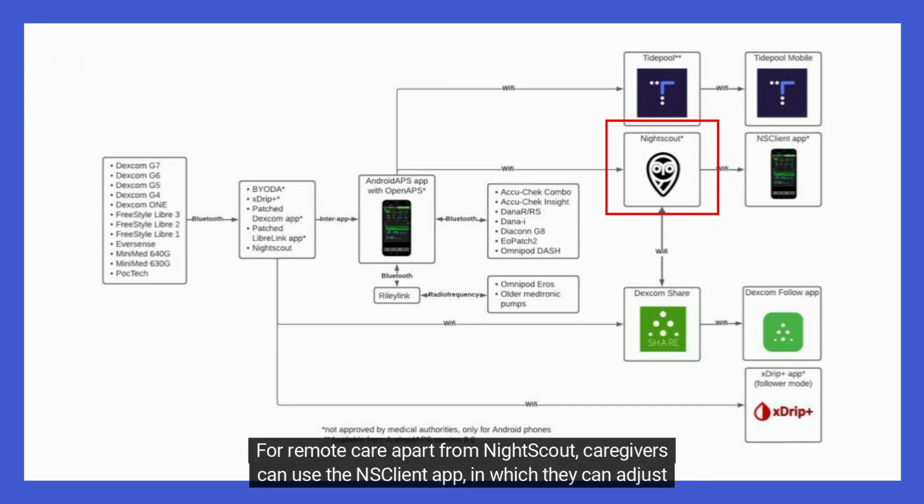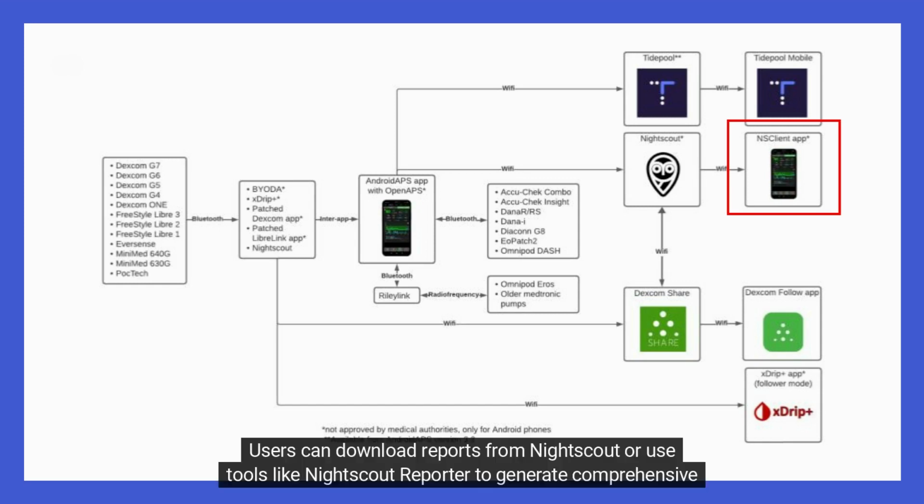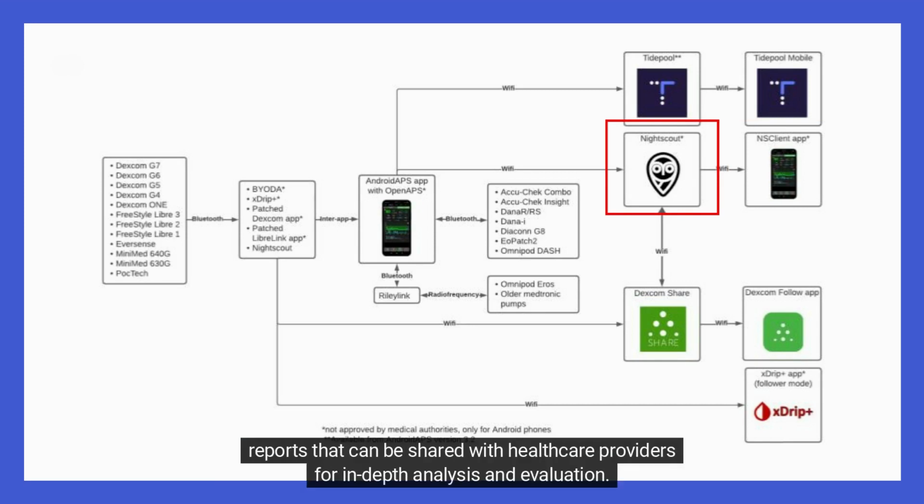For remote care apart from Nightscout, caregivers can use the NS Client app, in which they can adjust targets, import carbs, and other settings. Everything but giving a bolus. Users can download reports from Nightscout or use tools like Nightscout Reporter to generate comprehensive reports that can be shared with healthcare providers for in-depth analysis and evaluation.